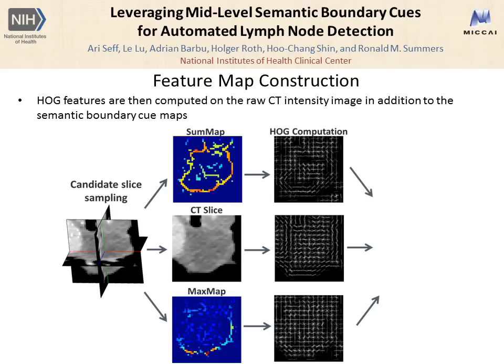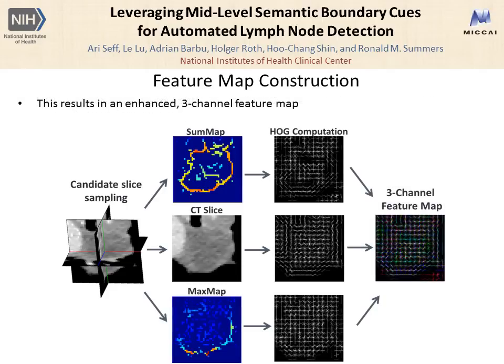Histograms of oriented gradients can now be computed on each derived boundary Q map, in addition to the original raw CT intensity image. The result is a 3-channel feature map. Contained within this enhanced map is higher-level, semantic information derived from the pre-processed lymph node selective visual responses. We then use these features to train an SVM for binary classification of 2D views as either containing a lymph node or not. The SVM scores for views sampled from the same volume of interest are averaged to obtain the final candidate-level predictions.